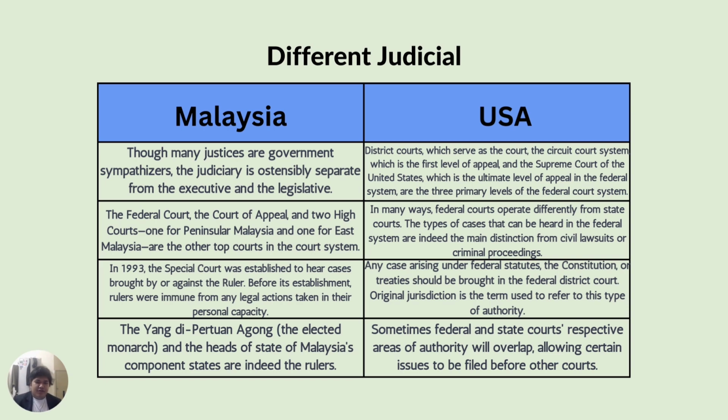Meanwhile, the different judicial in the USA: first, district courts, which serve as the trial courts; the circuit court system, which is the first level of appeal; and the Supreme Court of the United States, which is the ultimate level of appeal in the federal system, are the three primary levels of the federal court system. Okay?